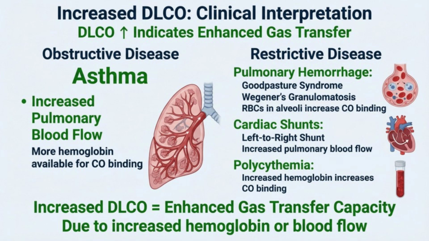Now increased DLCO. In obstructive disease, asthma can produce increased DLCO because of increased pulmonary blood flow. In restrictive disease, DLCO can be increased in pulmonary hemorrhage, such as Goodpasture syndrome or Wegener's. It can also be increased in left-to-right cardiac shunts and in polycythemia.